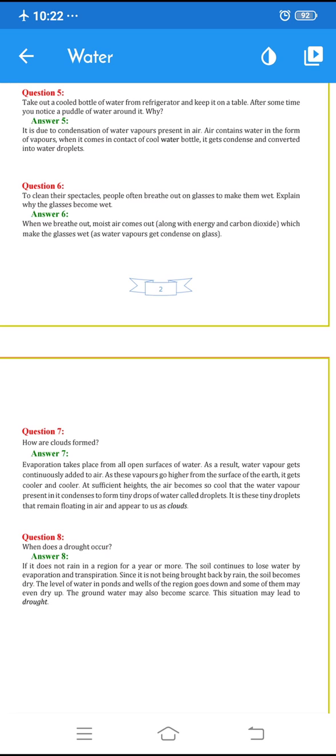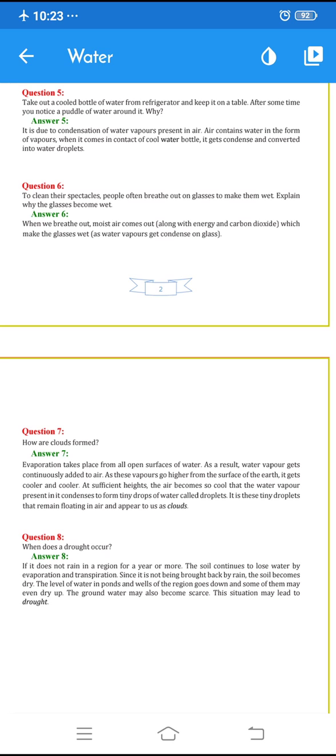Why? It is due to condensation of water vapors present in air. Answer: it is due to the condensation of water vapor present in the air. Our air always contains water in the form of water vapor. When it comes in contact with the cool surface of the water bottle, automatically that water vapor gets condensed and converted into water droplets. This is the reason. I hope you understood this.